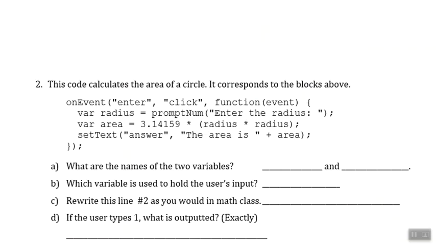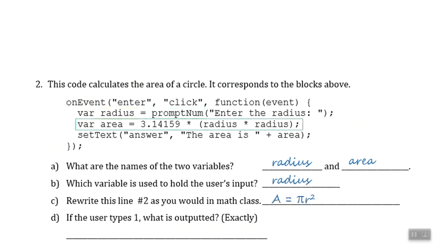So you now can look at question 2's code. You can see that if we want to answer the first question, the names of the two variables, if we take a look in the code, there they are. And so we can put in the radius and the area. They're both numbers. So of those two variables, one of them is being used to hold the user's input. And we can find that by looking at the prompt num. That's going to be holding an input, and so that means that it'll be the radius.